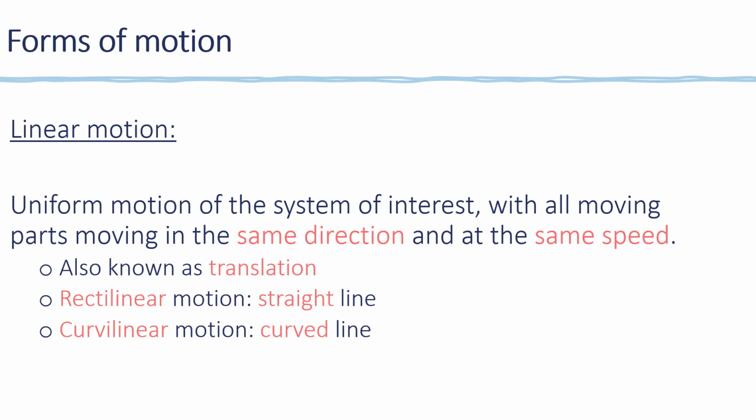Okay, so next there are 2 sort of pure forms of motion, which are known as linear and angular motions. And most human movements are sort of this combination of linear and angular motion, which is referred to as a general motion. So first, linear motion is defined as a uniform motion of the system of interest, so say the human body, where all the moving parts are moving in the same direction and at the same speed. So this is also known as translatory motion or translation.